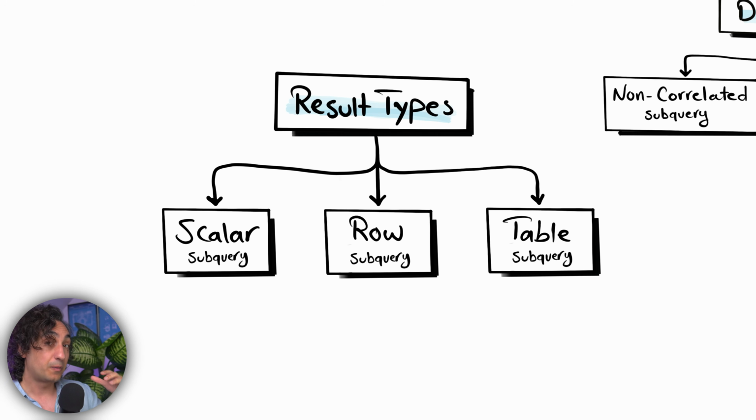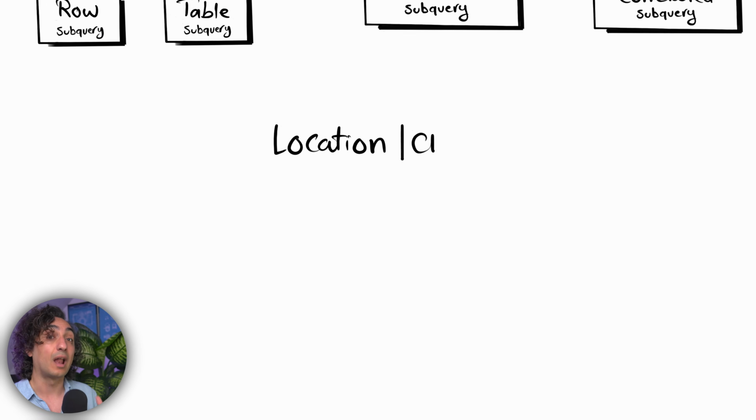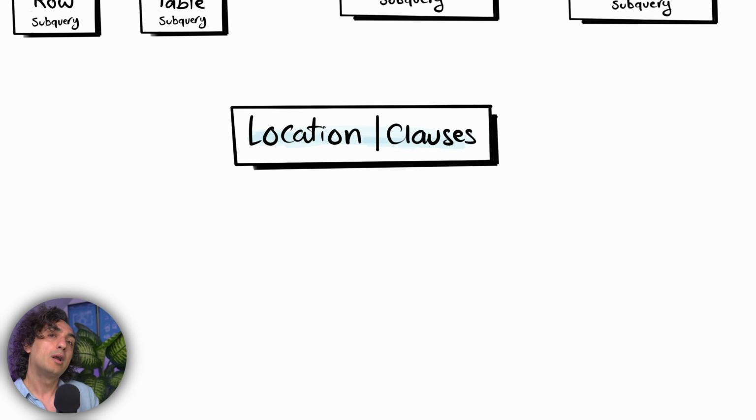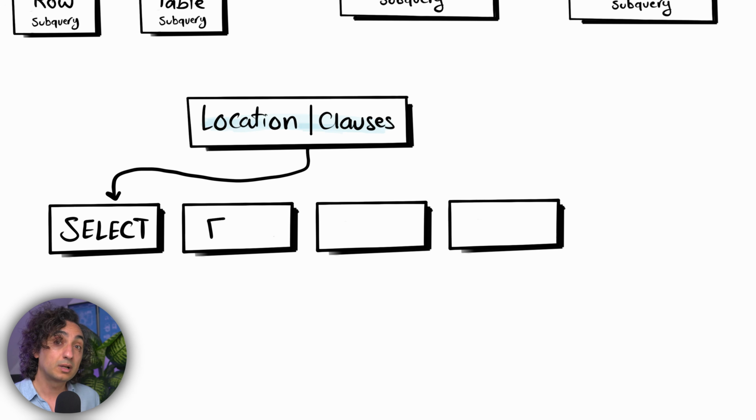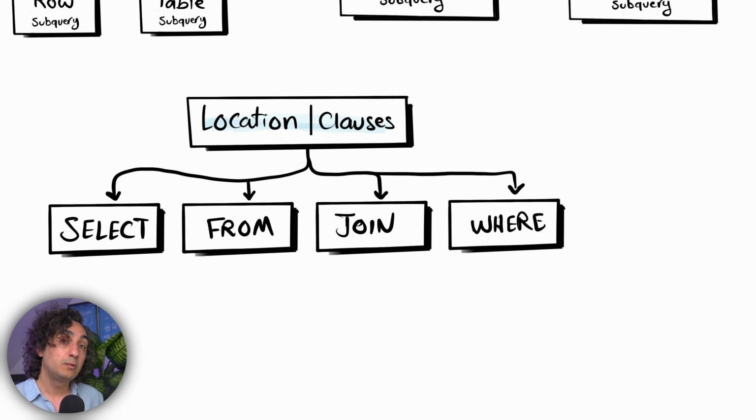Now we come to the third and last way to categorize the subqueries, and this time it's based on the location and the clauses. We are describing where the subquery is going to be used within the main query. We can use it in different locations and clauses, like the select clause, or in the from clause, which is the most common type for subqueries, or we can use it before joining tables, and we can use it to filter the data in the where clause.